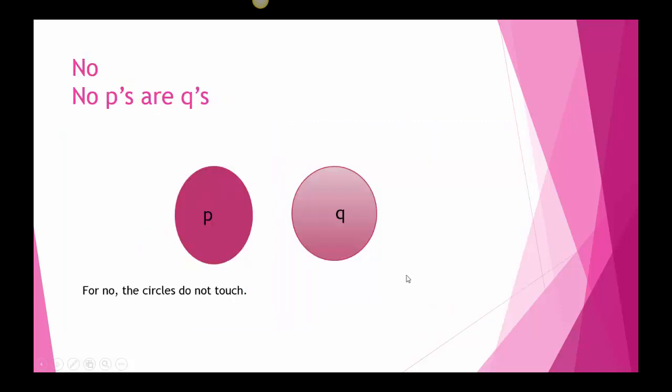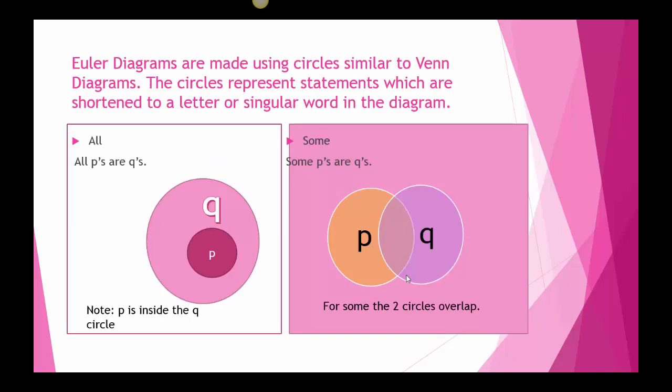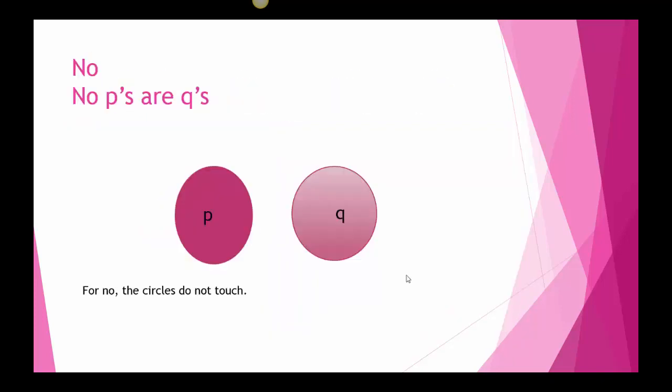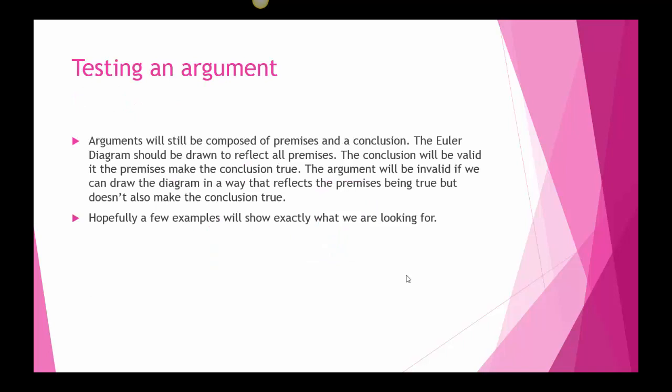Okay, no P's are Q's means completely don't let them touch, right? There's nothing in common between them, so you want to pay attention to these quantifiers. All goes inside, some overlaps, and then no means don't touch.